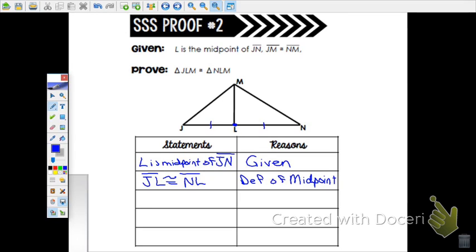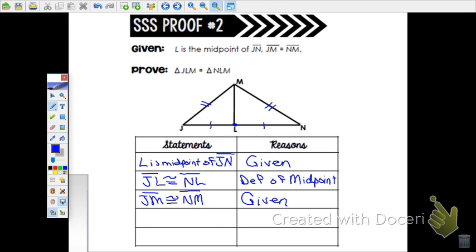Okay. Now I'm going to go ahead and finish with my other given and do segment JM is congruent to segment NM. And I'll mark that JM and NM. Okay. So again, if you were doing this proof by yourself, this second and third statement could have been switched around. Because again, they're things that you know without using anything else.